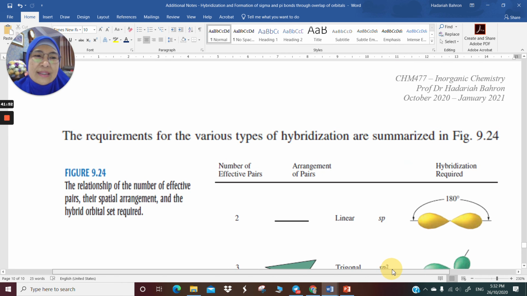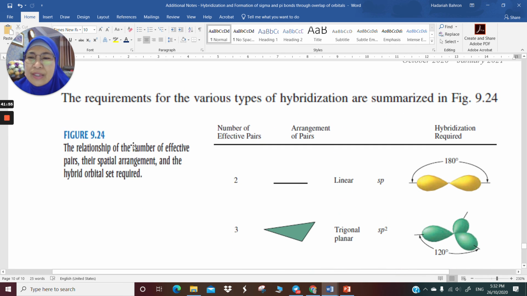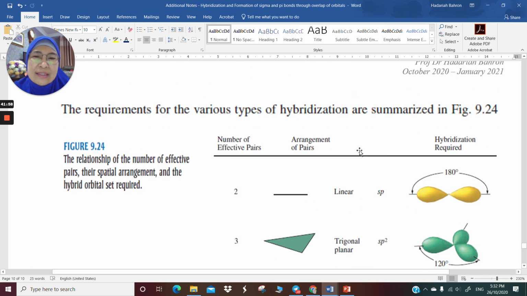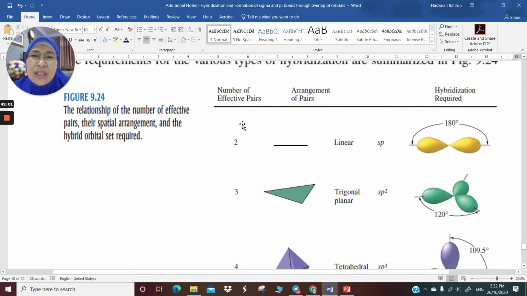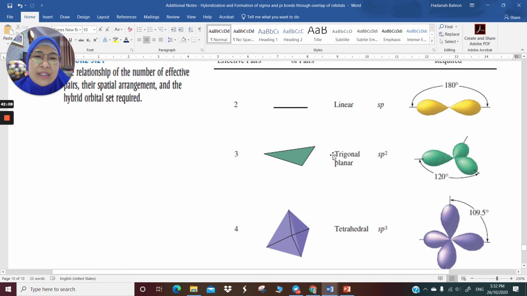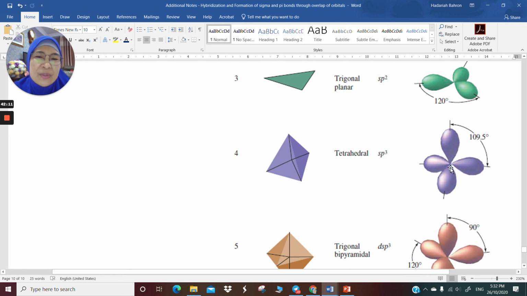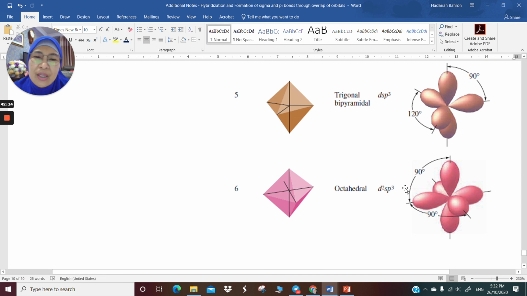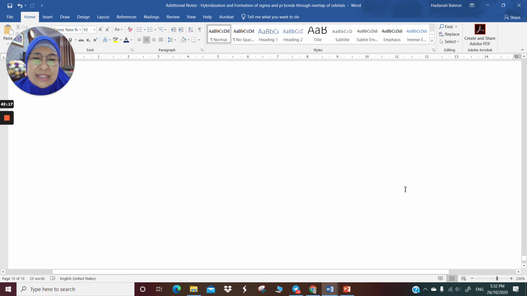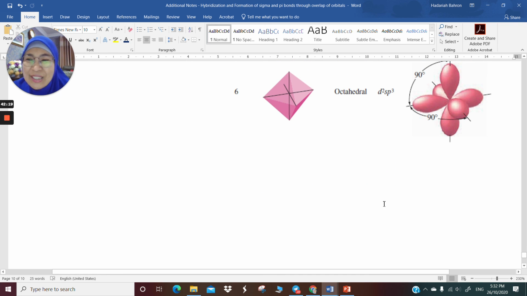So in this table, figure 9.24, this is just another summary. If you have 2 effective pairs, you get a linear with sp hybridization. That is how it looks like. 3, you get a trigonal planar, sp2, that's what it looks like. 4, and so on. I have gone through this table with you in the previous lecture. So that's it. This will finish all your localized electron model that includes the Lewis structure, the VSEPR, and hybridization.